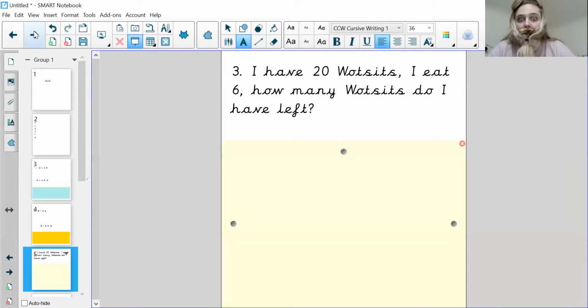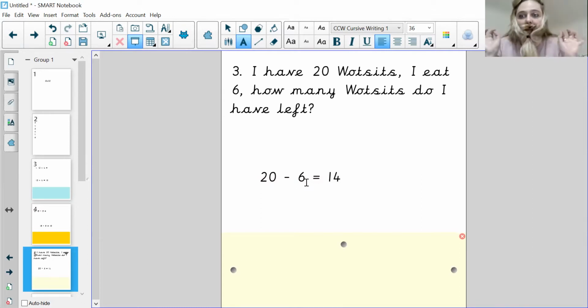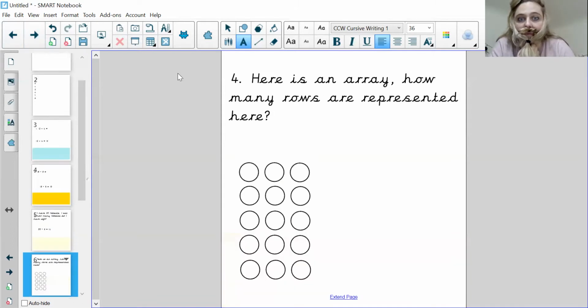Okay, number 3. I have 20 Whatsits and I eat 6. How many do I have left? Now, I hope some of you had a good think about what maths we could use to figure out this word problem. What I did was 20 Whatsits take away 6 because I've eaten 6 and they've disappeared. 20 take away 6 is 14. Give yourself a tick if you got 14. Well done, well done.